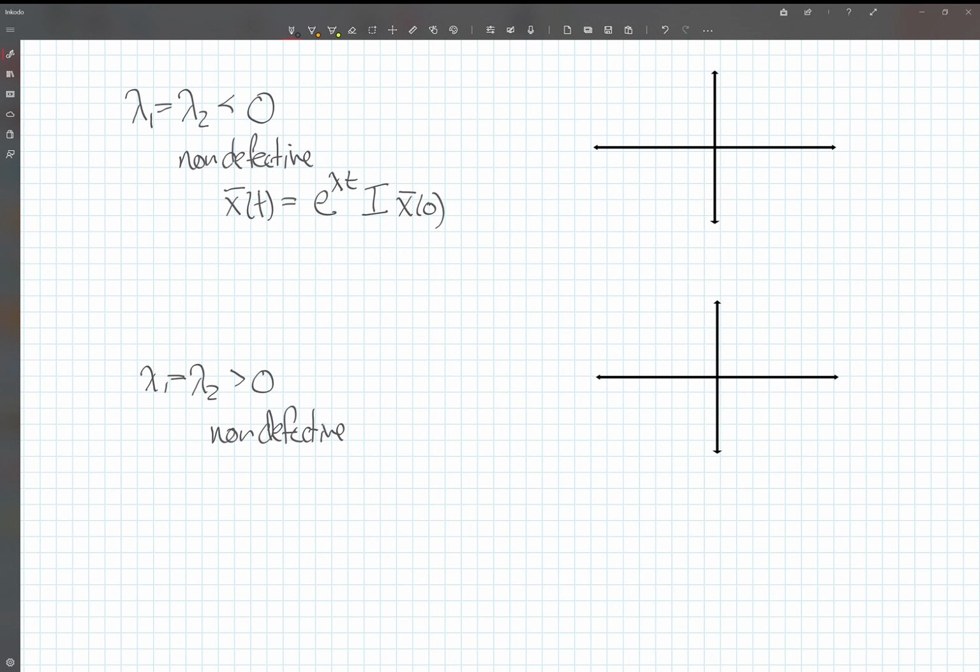So our solutions will look like you pick an initial vector, x, and then you scale it. If the exponential rate is negative, then you're scaling it down. If the exponential rate is positive, you're scaling it up. So what do our trajectories look like? What do our solutions look like?